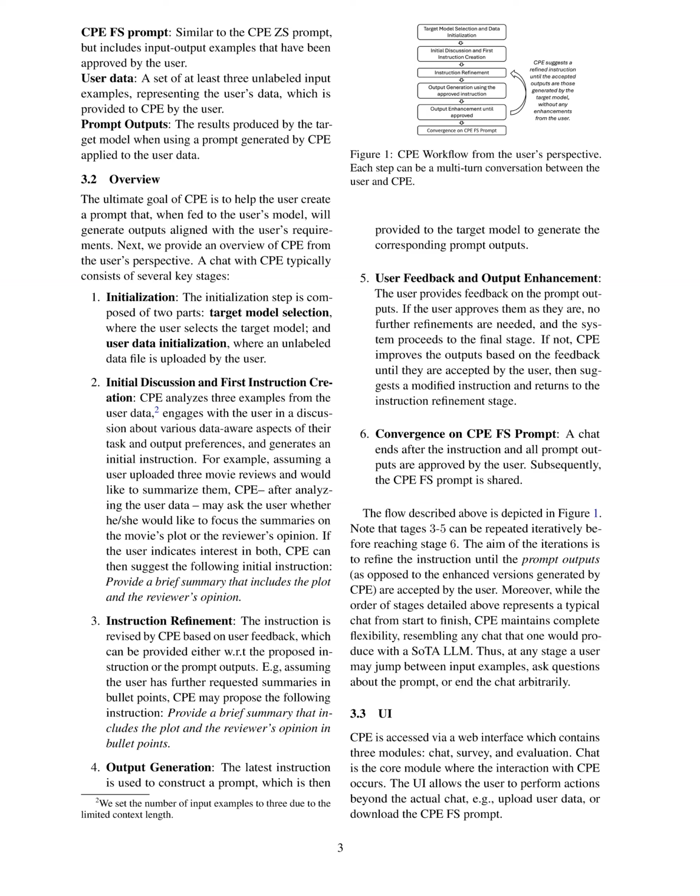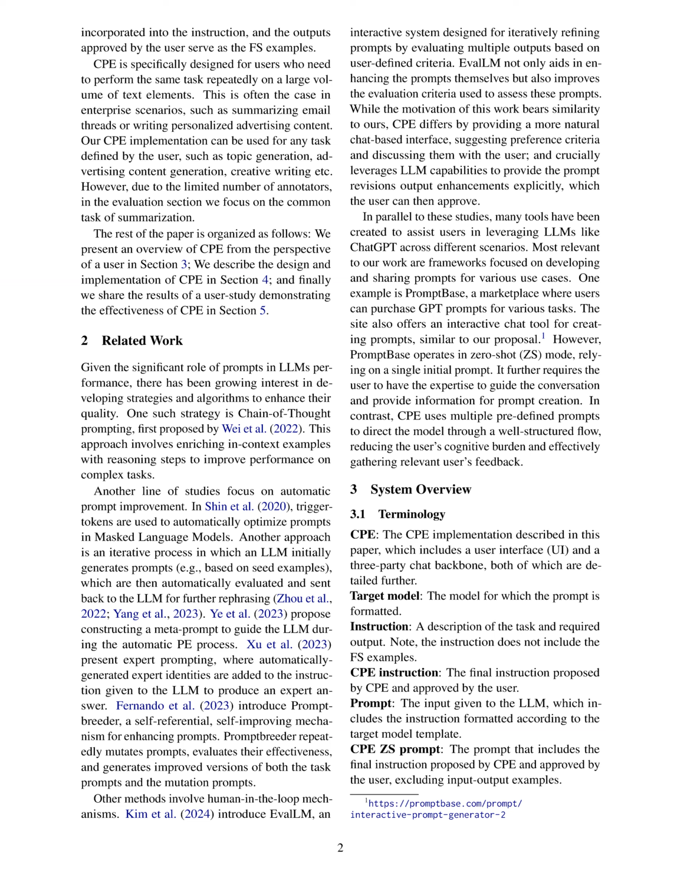Following this, the instruction refinement stage allows users to provide feedback on the proposed instruction and outputs, leading to iterative adjustments until the instruction aligns with user expectations. The output generation phase utilizes the finalized instruction to create prompts for the target model, which then generates outputs. Finally, the process reaches convergence on the few-shot FS prompt when the user approves the instruction and all outputs, culminating in the sharing of the CPE FS prompt.